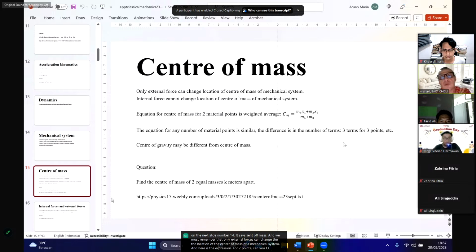Can you see Cm is equal to m1 x1 plus m2 x2 divided by m1 plus m2? For 2 material points, this is the expression of center of mass, if the points are located along the x-axis. If we have more points, then it will be plus m3 x3. If 4, then plus m4 x4, etc., and divided by m1 plus m2 plus m3 plus m4, etc., if you have more points.